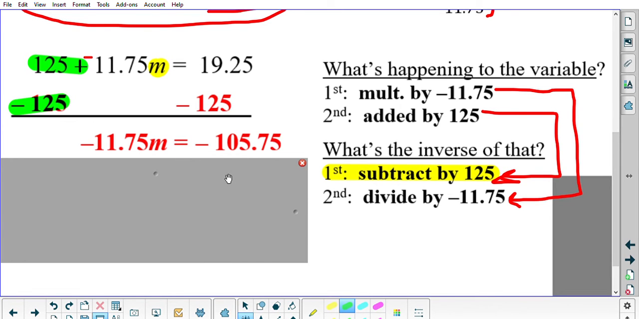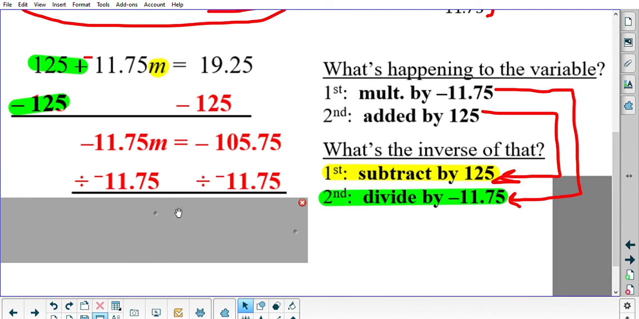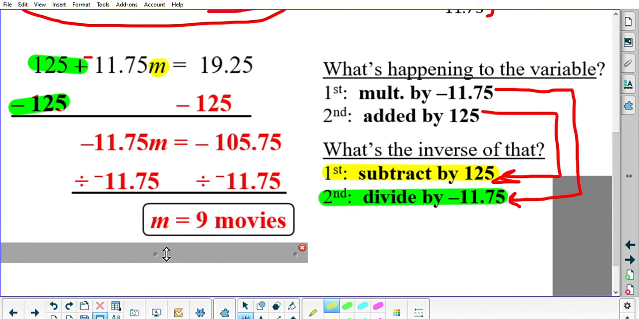That's going to give you negative 105.75. And now we need to do the second inverse operation. The inverse of multiplying negative 11.75 is to divide by that same number. So you should divide by negative 11.75 on both sides. Make sure you have the negative signs. A negative divided by a negative will give you a positive.